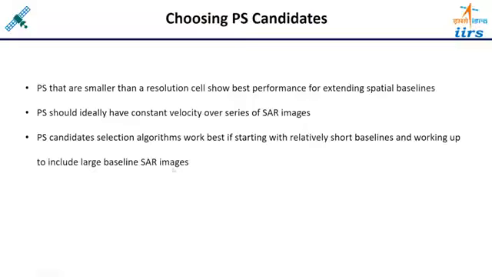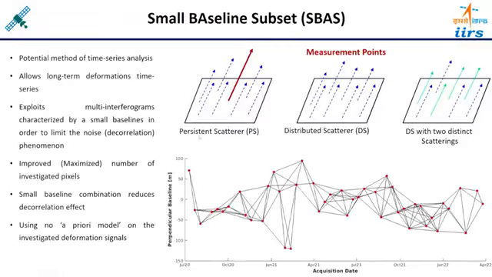Now another technique is the small baseline subset analysis. This completely works on the DS, or distributed scatterers. So here you can see all the pairs of the interferograms are governed by small baselines, both temporal as well as perpendicular. So here you can say this side is the time, and this side is the perpendicular baseline: temporal baseline, perpendicular baseline.